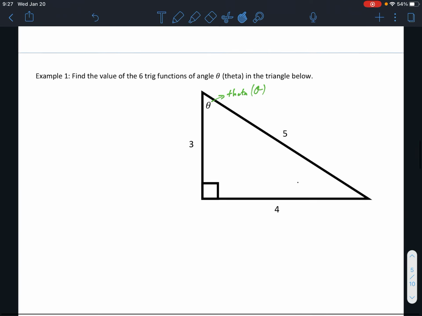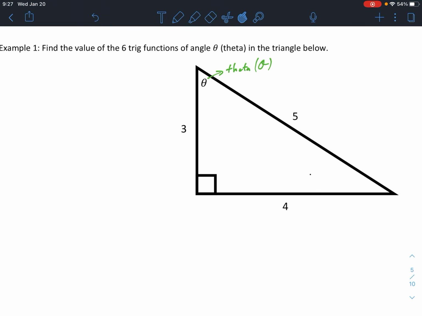All you need to know is that it's a variable, okay? It doesn't mean anything different than x. Basically, it's just a variable that we use a lot for angles, okay? So the question says, find the value of the 6 trig functions in the triangle below.